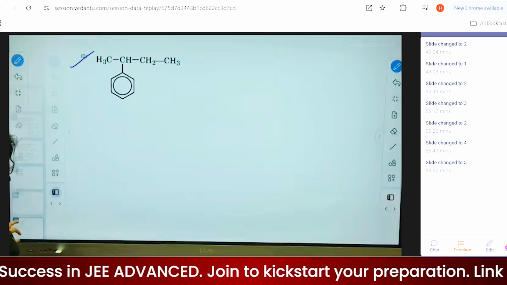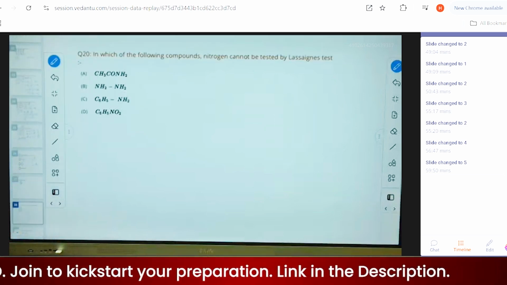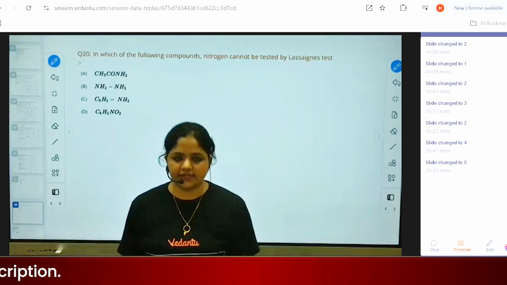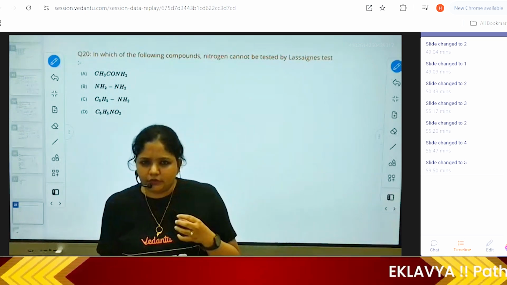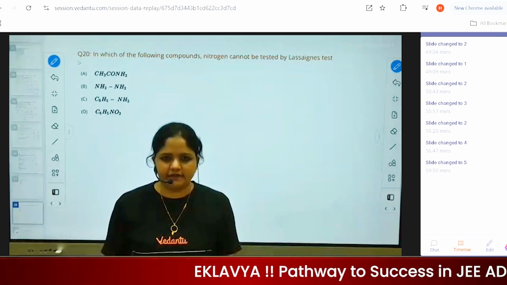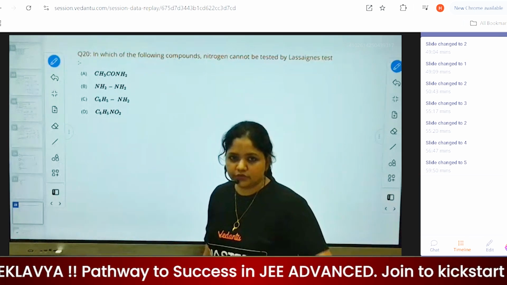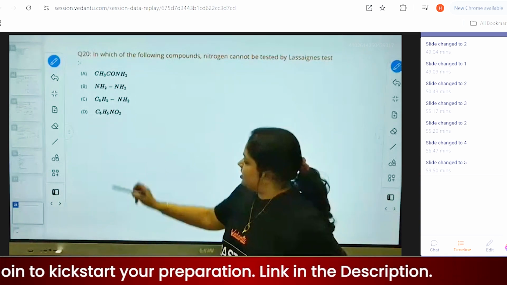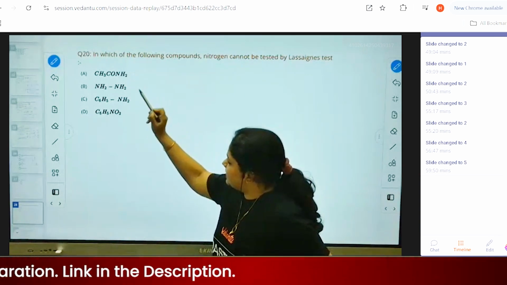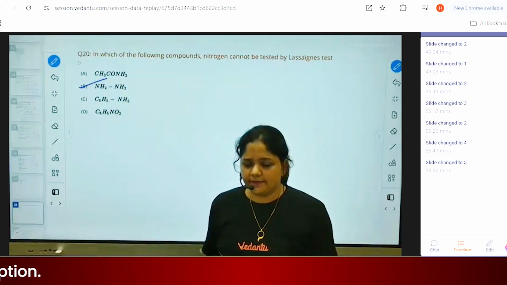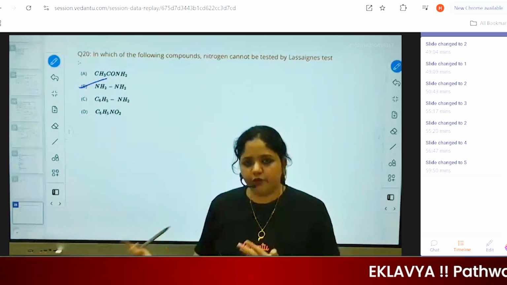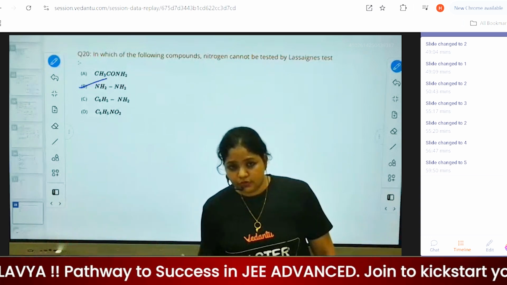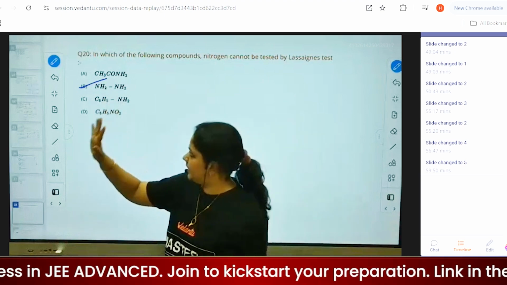Moving further, next question. Which of the following compounds nitrogen cannot be tested by Lassaigne's test? Lassaigne's test we know by preparing sodium fusion extract. If nitrogen is there, there will be formation of CN, cyanide. So here in this one, there is no carbon. So how will it show Lassaigne's test? There won't be any formation of cyanide there. Then it won't give that Prussian blue color and all of that. So here the answer would be B.